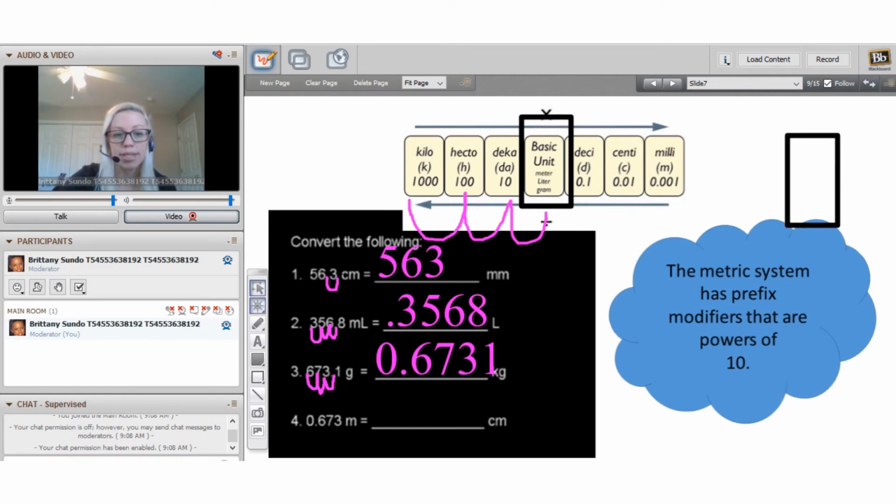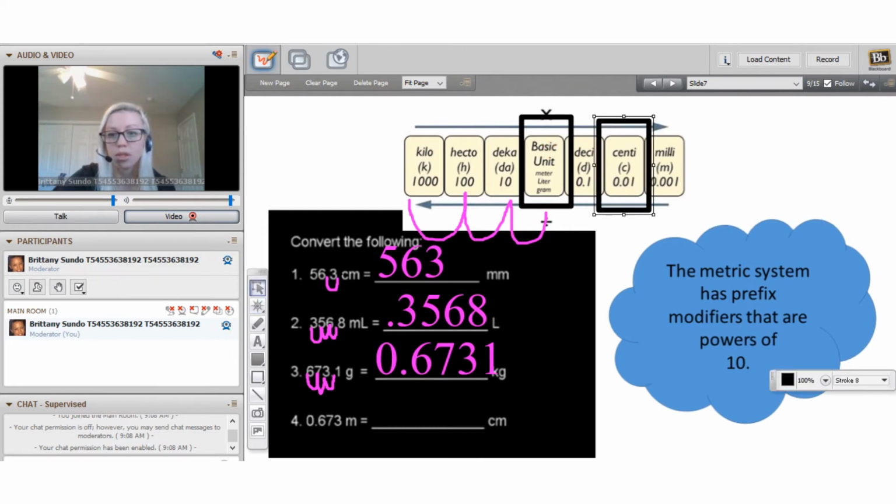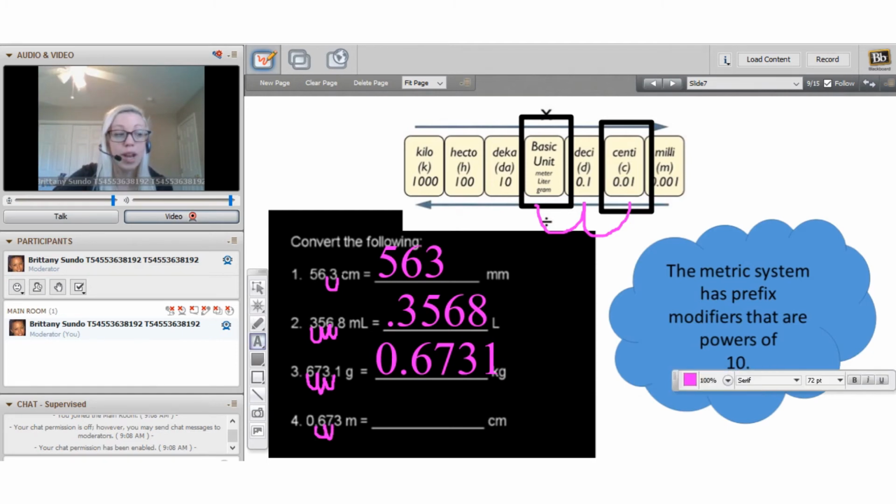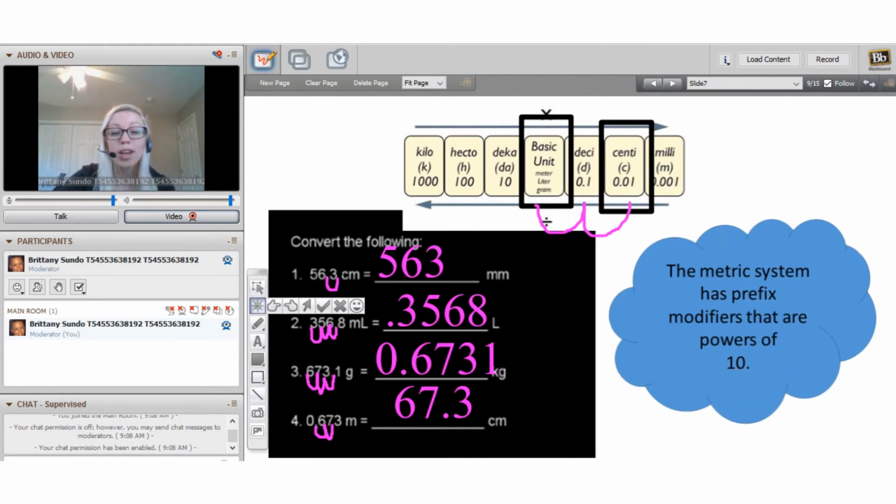So we're still going to stay here with our base unit of meters. And then we need to move to centimeters, which is right here on our chart. So let's get ready to see how many jumps we have to do. We're moving 1, 2 jumps to go from meters to centimeters. So let's get ready to move our decimal 1, 2 places. So now our new number is going to become 67.3 centimeters. And that's the shortcut that you can use when converting your different units using the metric system and our super special chart.